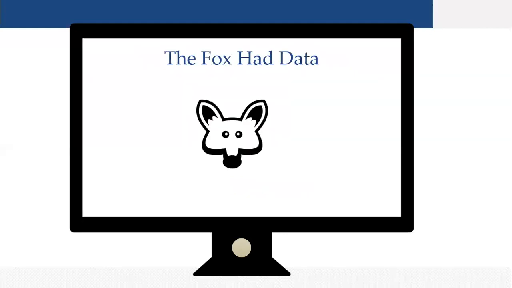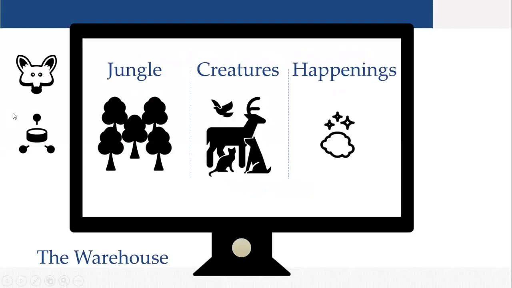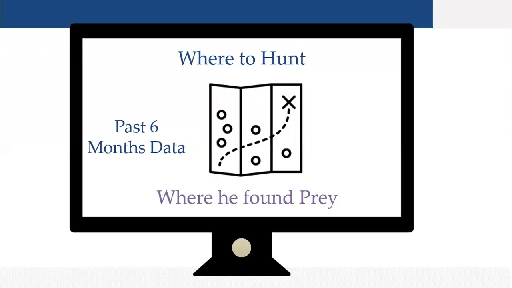And he told him, "Okay, I am giving you data." The fox was given data of the jungle. So you see this warehouse. We had this data in a warehouse. He had information related to the jungle, the creatures, and all the happenings in the jungle. So the first thing the fox did was he used information of the past 6 months and helped the lion identify where he found prey.